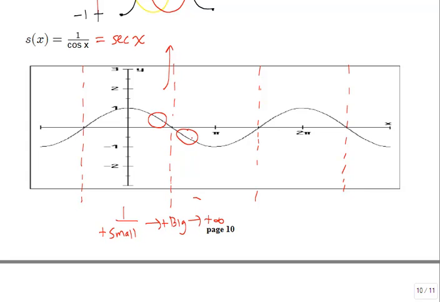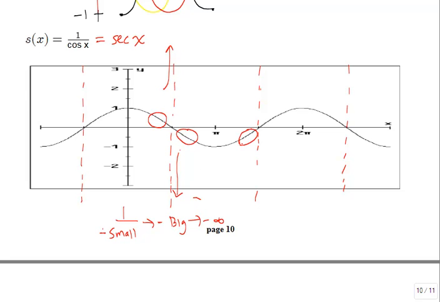Over here, these are all negative, so it's the same scenario, but this time we are going to 1 over something small that's negative, so that's going to go to something big that's negative, so we're going to go to minus infinity. So this time it's going to shoot down.